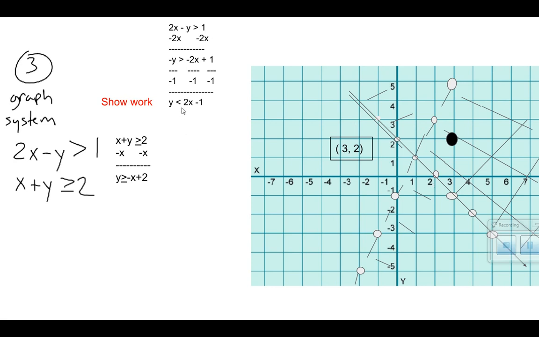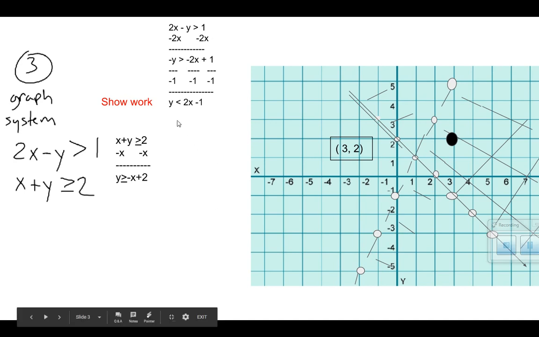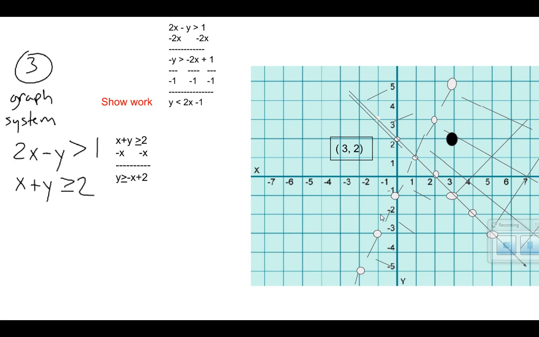That is less than the plane inequality, so I draw a dotted line. It's not going to be a solid line, less than. So below. So this one gives me negative x plus 2, go up to 2 on my y-axis.